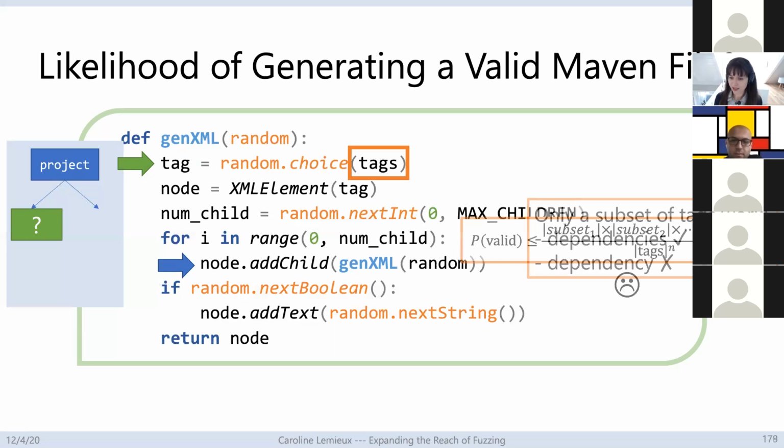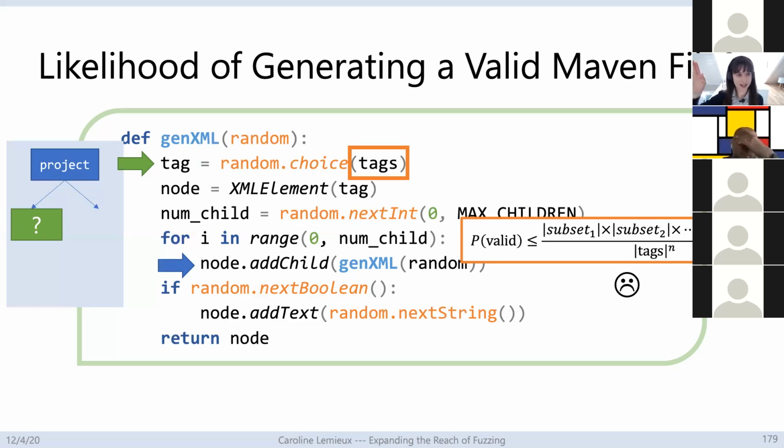And because of this, quickly, the probability of generating a valid input is going to be less than the product of all these valid subsets over the tags to n, which is basically going to be proportional to 1 over x to the n, which goes to 0 quite quickly. Okay, so this is why generator-based fuzzing alone, if our generators aren't super well tuned, might not get too far in testing.